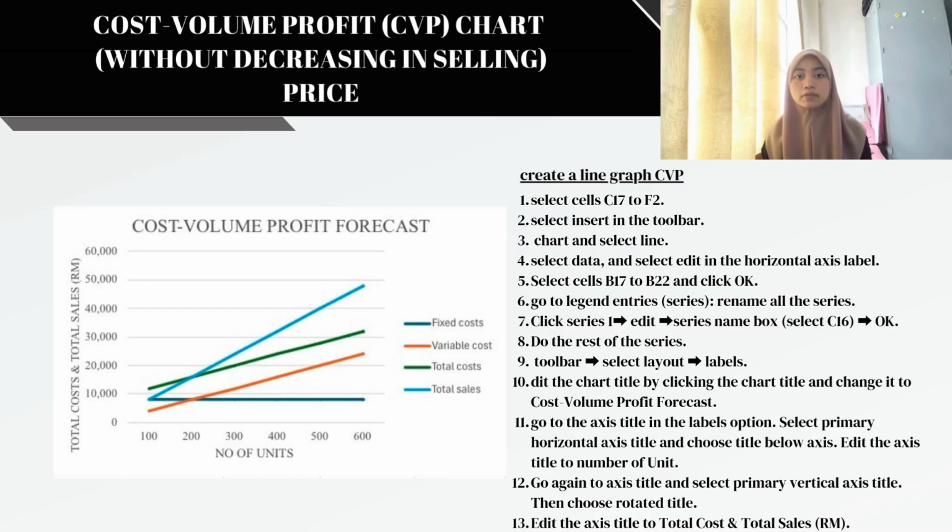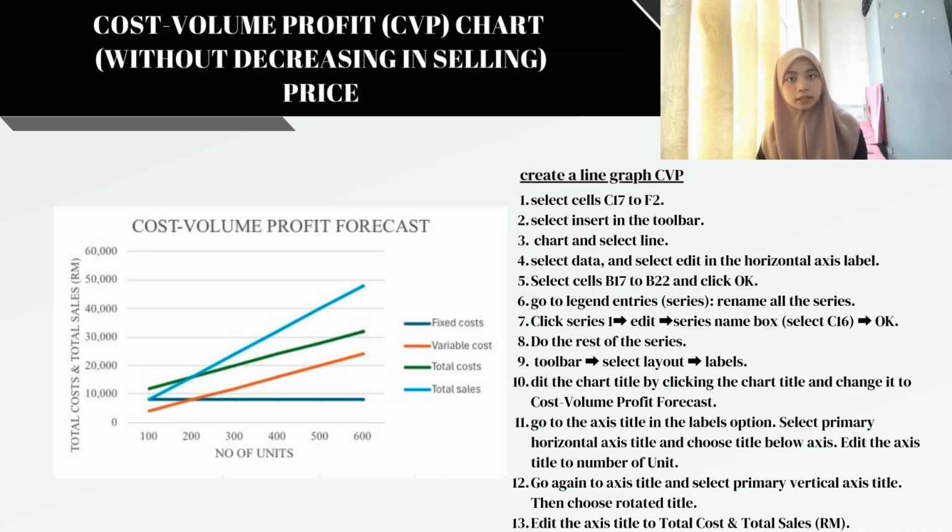First, to create a line graph for the CVP, select cells C17 to F22. Then, select Insert in the toolbar. Go to Chart and select Line. After selecting line, we have options of either 2D line or 3D line, but we just choose 2D line and select Line. Then, we get the raw line graph.